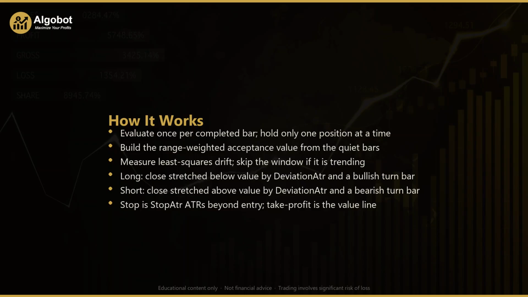The short side mirrors this. Price must be stretched above value by the deviation amount, and the last bar must print a bearish turn, closing below its open and below the prior close. The EA then sells at the bid, targets the acceptance value, and sets its stop above entry. In both cases, the reversion thesis is simple: return to where value lives.